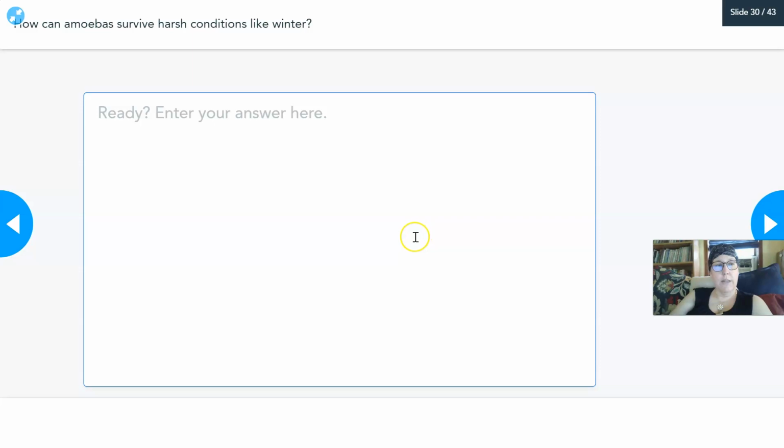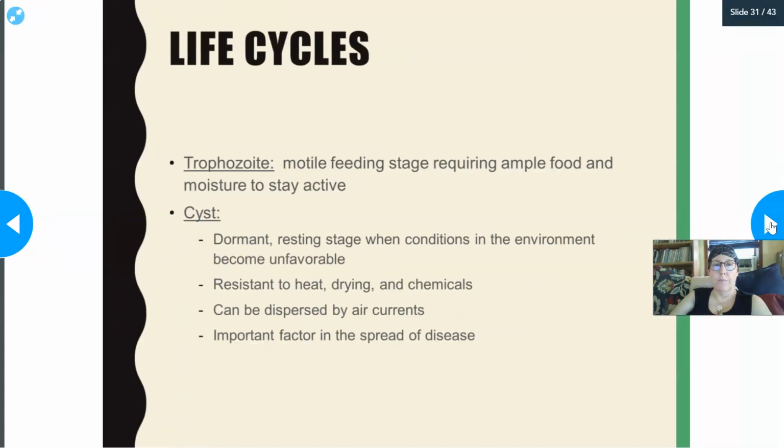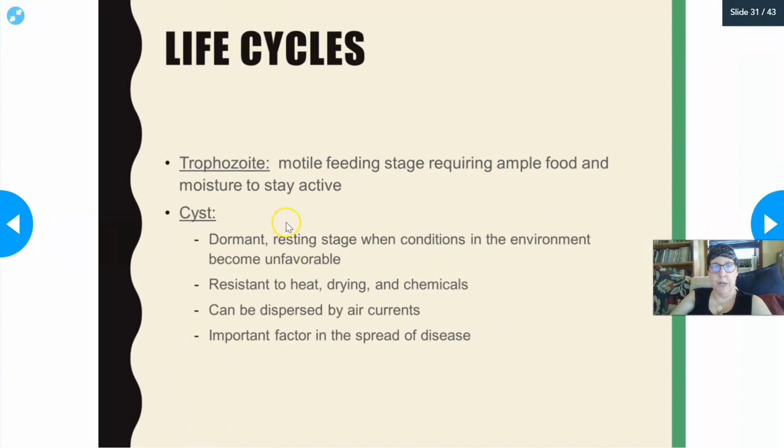I've mentioned this already, but how can amoebas survive harsh conditions like winter when they are in fresh water or in the soil? Amoebas have life cycles, and the trophozoites are your motile feeding stage that require ample food, moisture, and the proper temperatures to stay active. So these are very active in the warm months or in warm tropical climates. For example, with Naegleria fowleri, since it's motile, feeding and active, that's the one that went in and caused the infection.